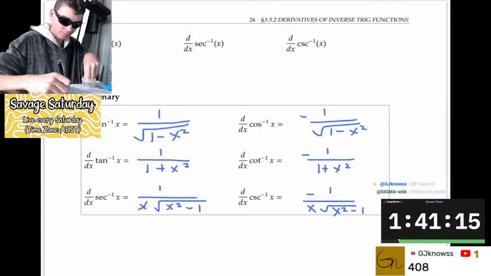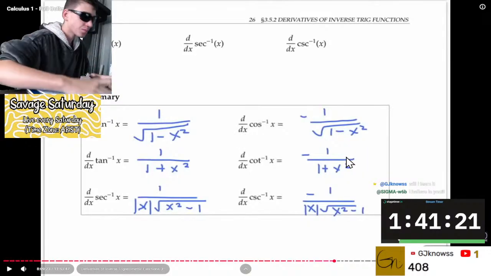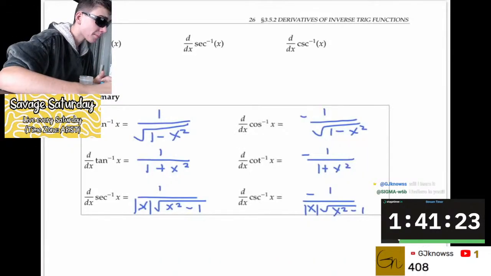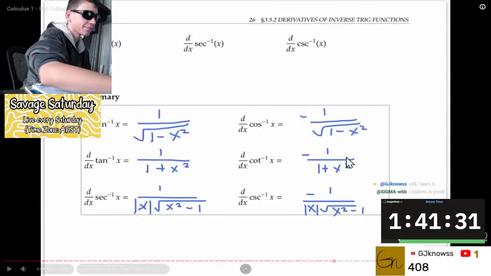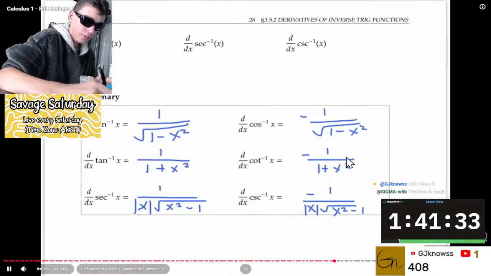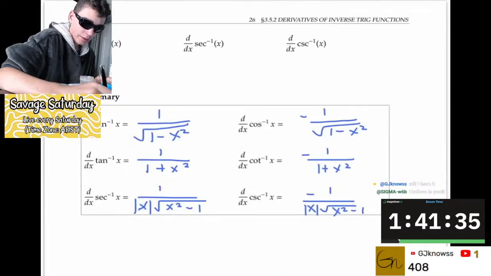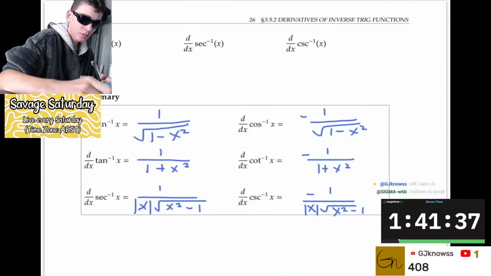In some books, you may see absolute value signs around the x for the formulas for inverse secant and inverse cosecant. Of course, when x is positive, this makes no difference. And when x is negative, this discrepancy comes from differences in the convention for the range of y for these inverse trig functions, secant inverse and cosecant inverse.